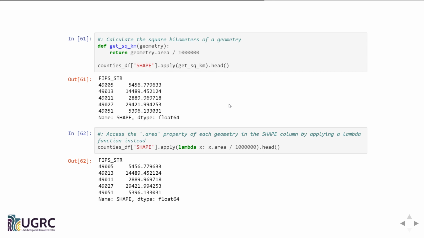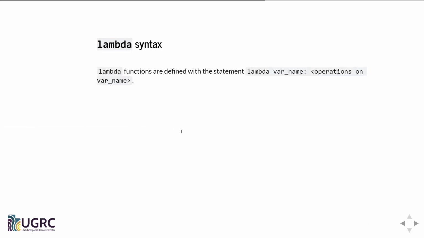Well, instead, we can just use a lambda function. We're going to say lambda x: x.area divided by, I guess that's 1 million, and we're just going to pass that to the apply function. So why does it look like that? What does all that mean? So what's the syntax? Lambda functions are defined with the statement lambda, and then the name of the variable for what's being passed in, colon, and then the operations that you're going to perform on that variable.